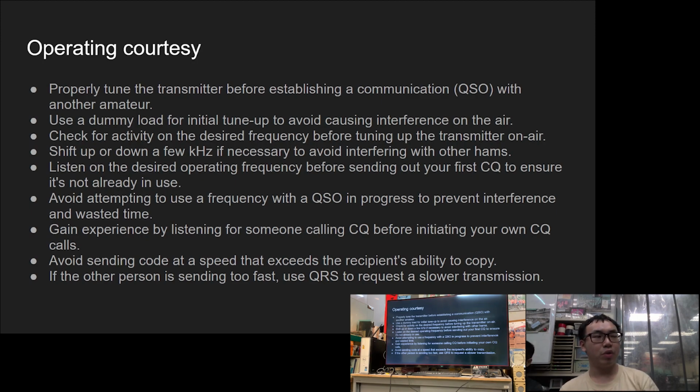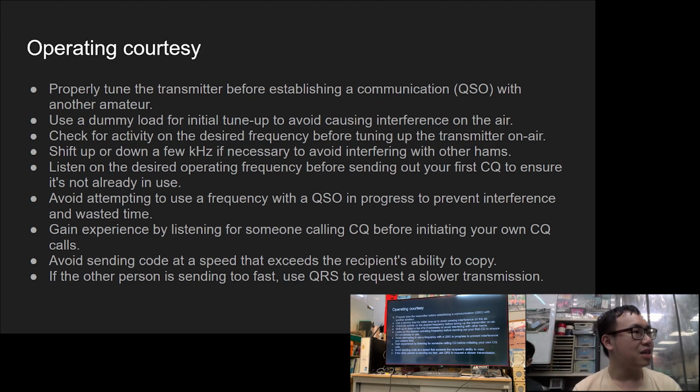If you are not familiar with it, you can listen to how others talk first before you make your CQ. But in general, the Ham society is very kind. If you really do something wrong in your first CQ, they will tell you and try to correct you, or they just ignore your errors and continue to talk to you.